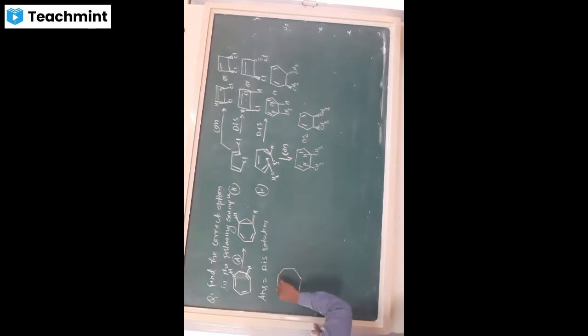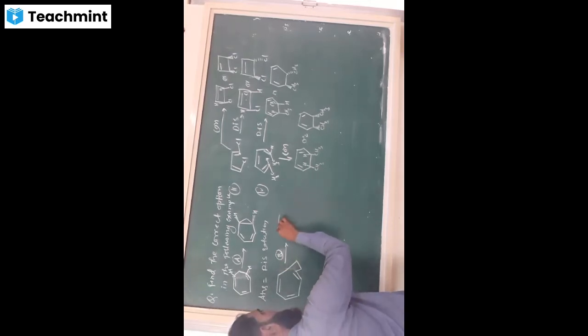Here double bond, single bond, double. 1, 2, 3, 4, 5, 6. In this case, find the product or find the rotation, and here they have given you a product like this.